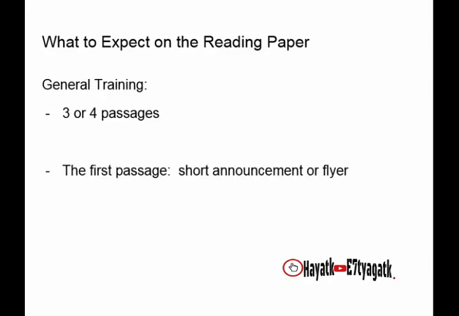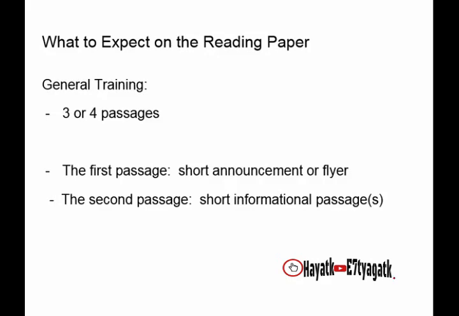Okay, so the first passage on the general training exam is a short announcement or flyer. A flyer is like something somebody would hand you on the street to give you information, maybe about a new restaurant opening up, or maybe some public information that everybody needs to know. So it's very short and simple, really a daily life kind of topic that you can expect for the first passage.